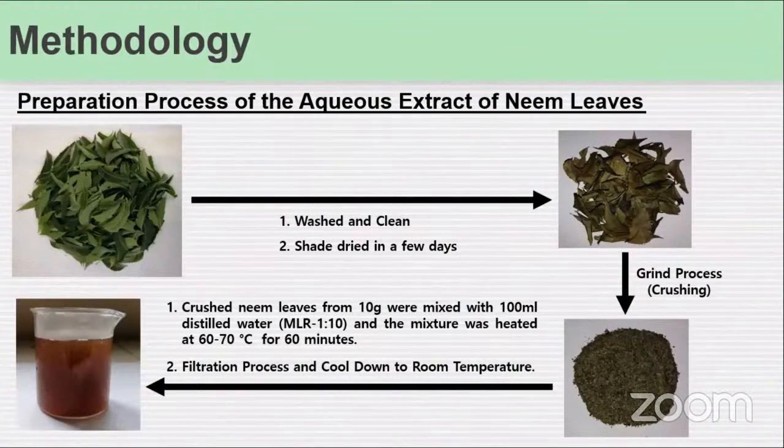From the crushed neem leaves, 10 grams were mixed with 100 milliliters of distilled water, a 1 to 10 mass-to-liquid ratio, and the mixture was heated at 60 to 70 Celsius for 60 minutes. After 60 minutes, we get the extraction mixture, which needs to be filtered to separate the extract, and the extract needs to cool down to room temperature.